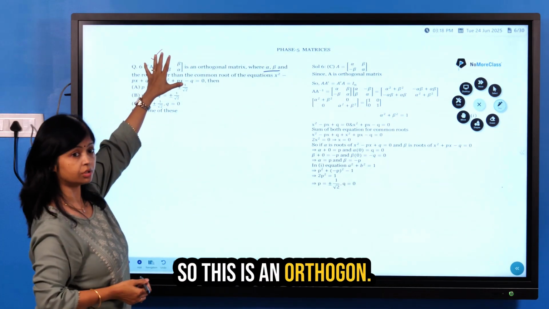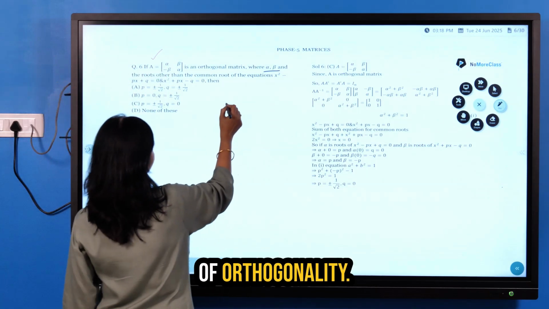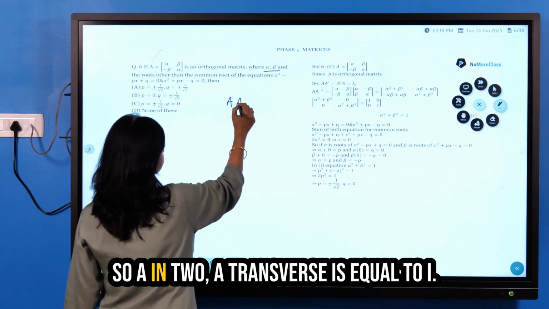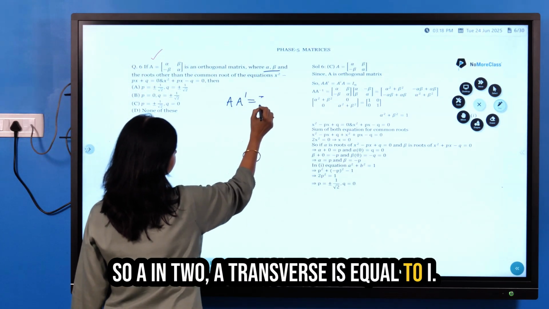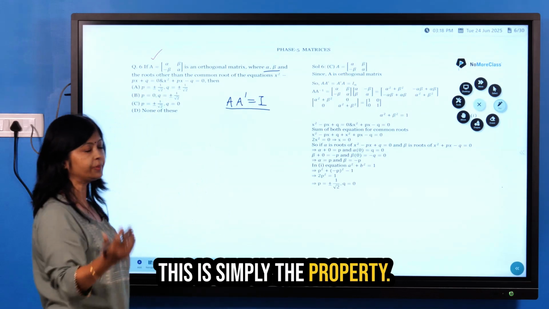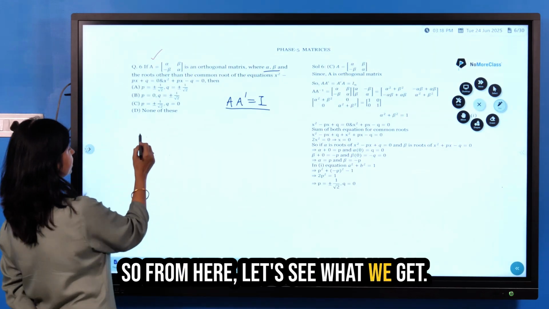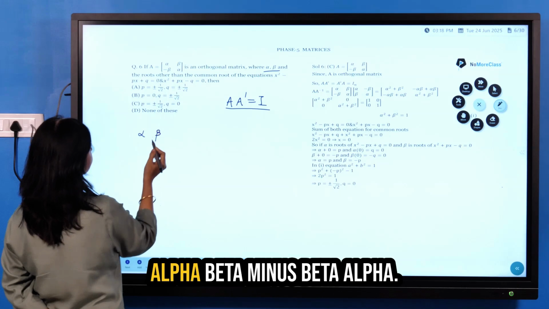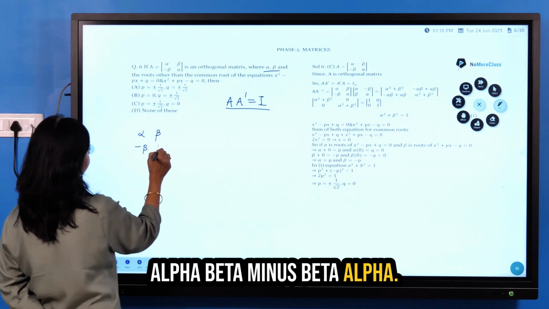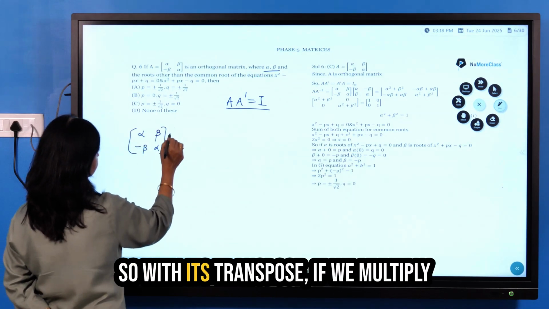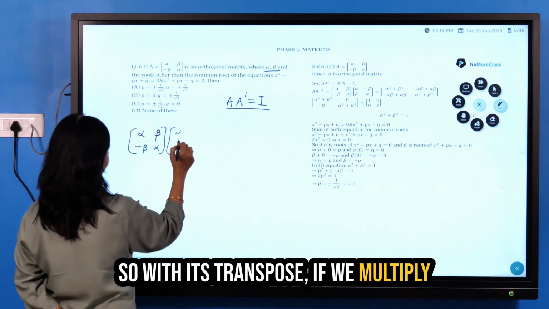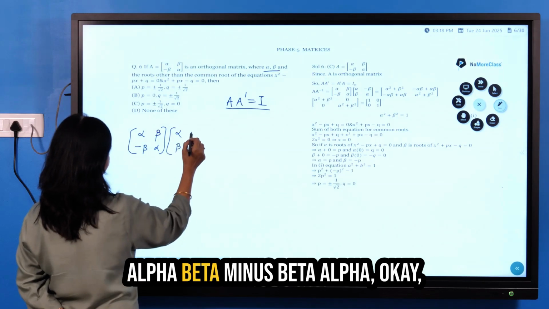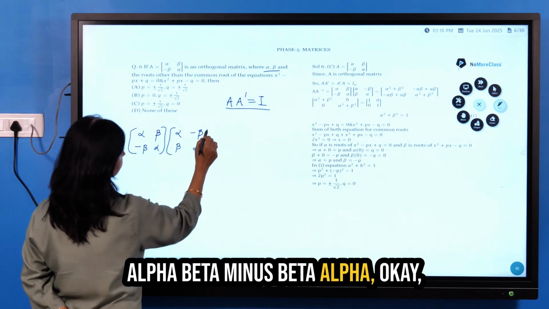So this is an orthogonal matrix. Let us apply the condition of orthogonality. So A into A transpose is equal to I. This is simply the property. So from here, let's see what we get. Alpha, beta, minus beta, alpha. So with its transpose, if we multiply, alpha, beta, minus beta, alpha.